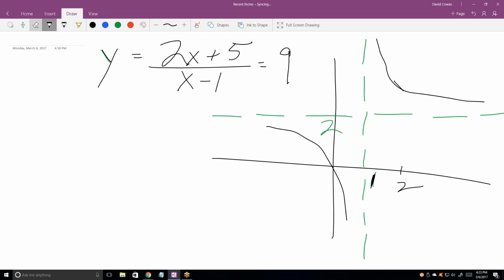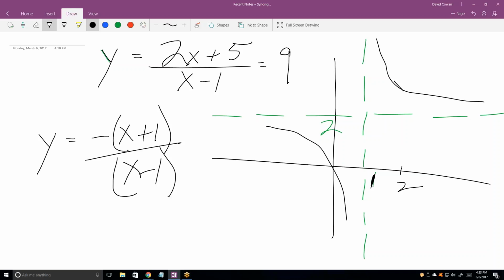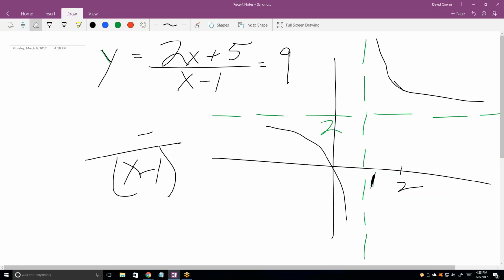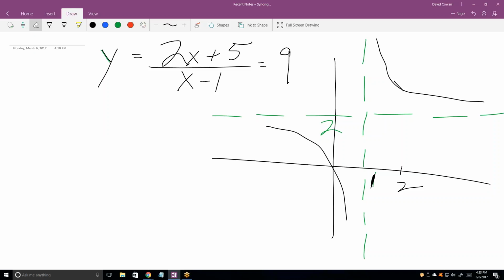All right. And you might get that from something that looked like this, minus x plus 1 over x minus 1. That's probably going to be in second and fourth, not first and third. Okay? I'm not real good at looking at the function and telling whether it's first and third or second and fourth. But it's real easy to figure out by just plugging in a value.